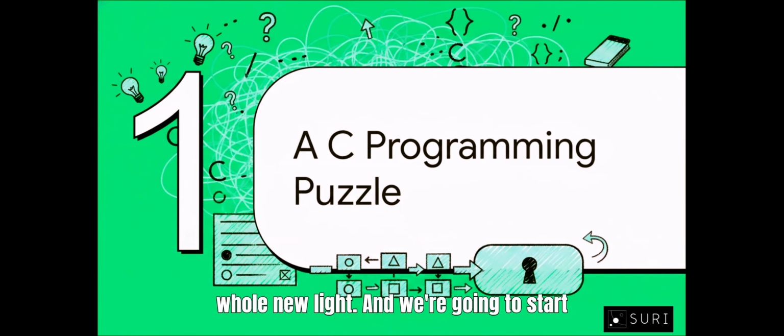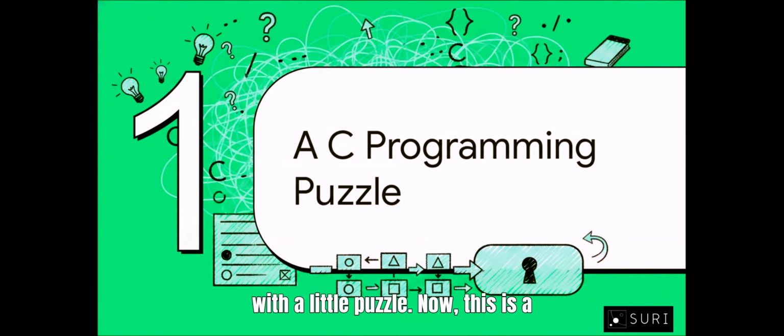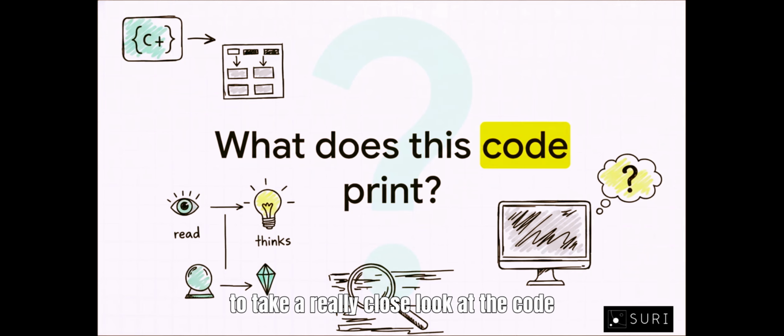And we're going to start with a little puzzle. Now, this is a classic C problem that looks super simple on the surface, but its solution reveals the single most important rule about how C functions handle your data. So I want you to take a really close look at the code coming up. Read it, think about it for a sec, and make a prediction. What do you think the final output is going to be?